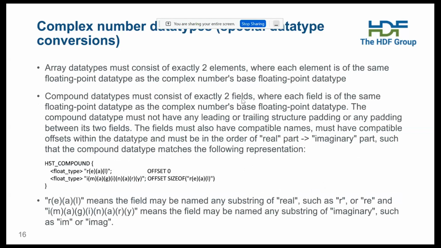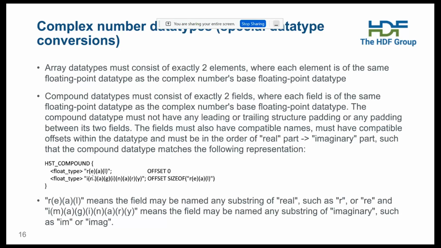They have to have exactly 2 fields, and again, both of the fields have to be matching floating point types with the complex number. The structure can't have any padding whatsoever in it, and they have to have names according to these rules here, and they have to have appropriate offsets in the structure.